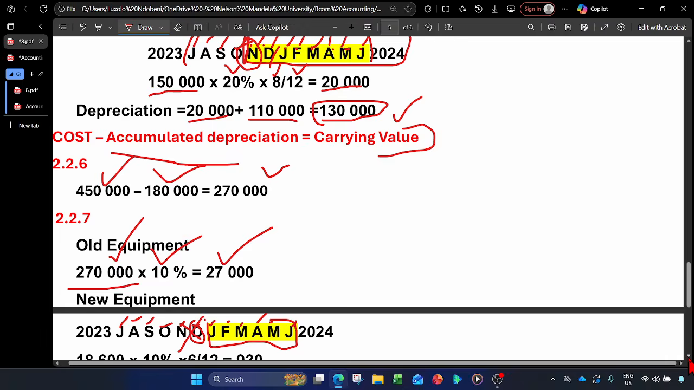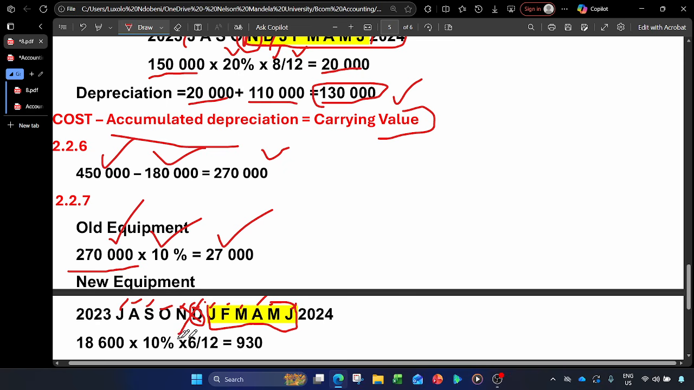So the cost of 18,600 is the one that we're going to use, times 10% times 6 over 12. Remember, we're going to say January, February, March, April, May, June, which are the months that the asset was available for use in the business. So 1, 2, 3, 4, 5, 6, and how many months in a year? 12 months. Then 18,600 times 0.10 or 10% times 6 over 12, we'll get 930. So this is the depreciation for the new equipment.